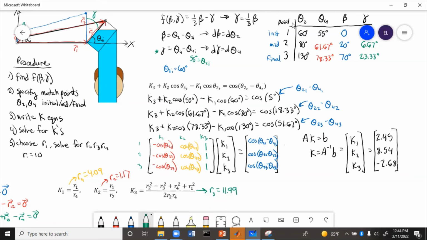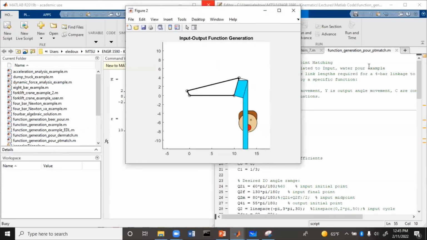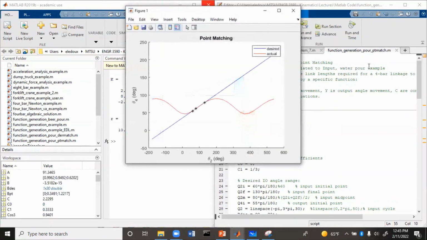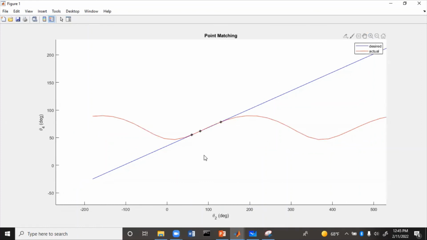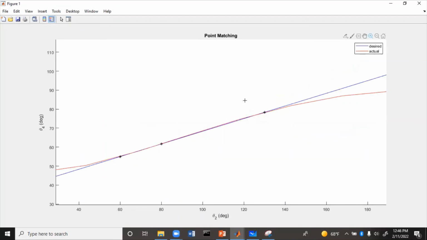So now let's look at the simulation. So you can see here as it moves. And then here, this shows the actual points matched. So desired is the blue, actual is the red. So you can see that it matches at those specific points, but not necessarily on the rest of it. We can kind of zoom in here and notice that, so theta 2 is on the x-axis, theta 4 is on the y-axis. So these points here, you can see theta 2, initial, middle, and final.